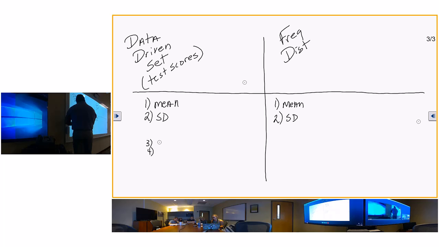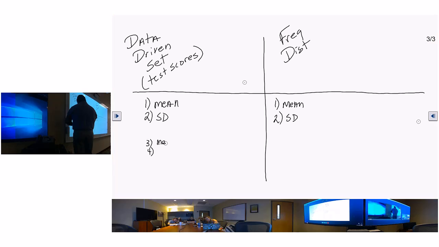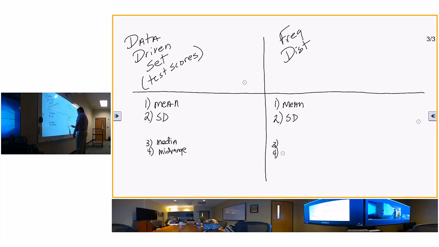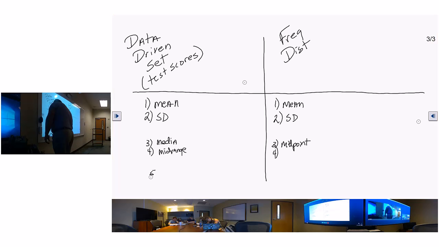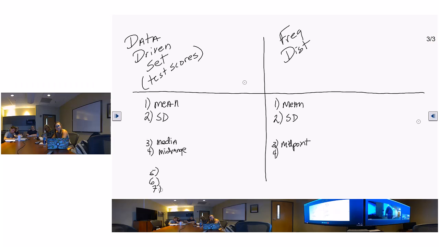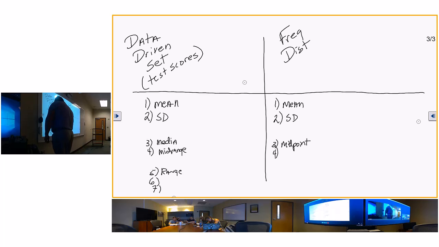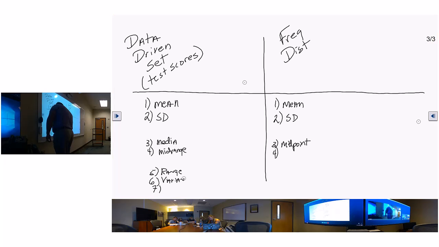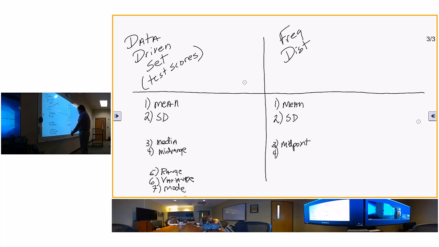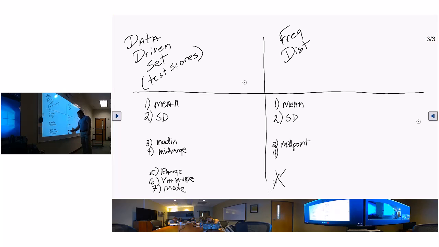And that is the median and the mid-range. And that's not applicable over here because we're not going to find those. You can find the midpoint. I'm going to put midpoint right here, but it's not as important as these two. Okay, and then down here, 5, 6, 7: the range, the variance, and least important, the mode. I'm not even going to put that over here because we don't have that in the frequency distribution, so you don't even have to write that.